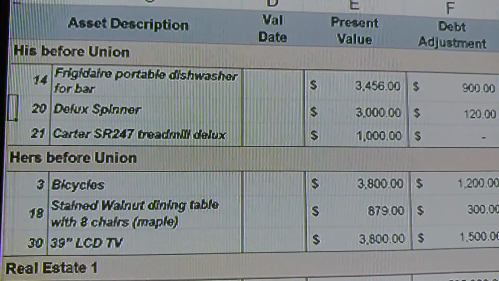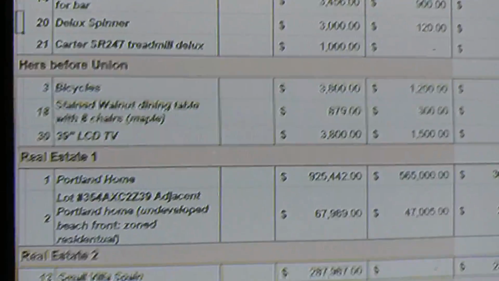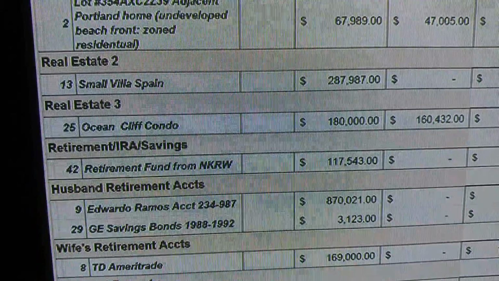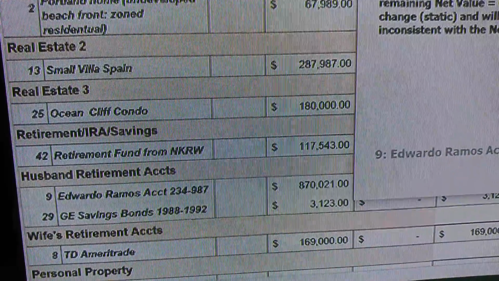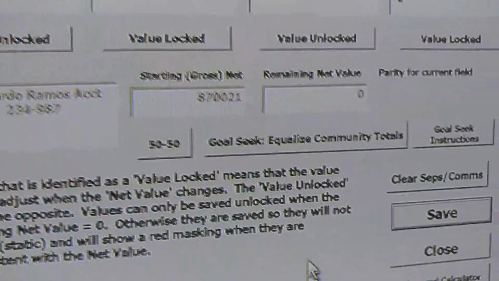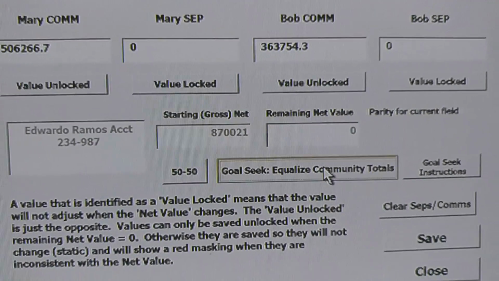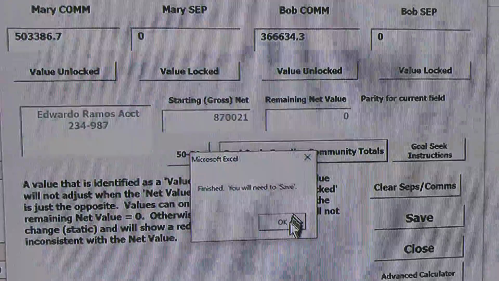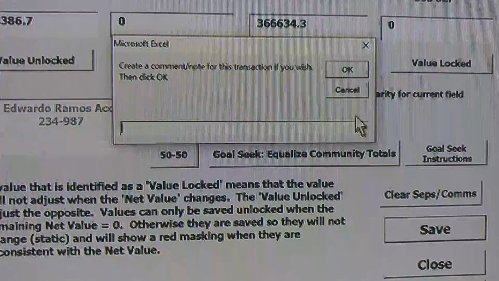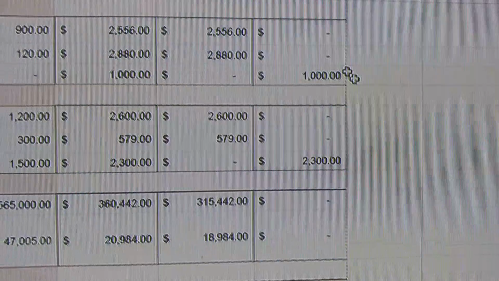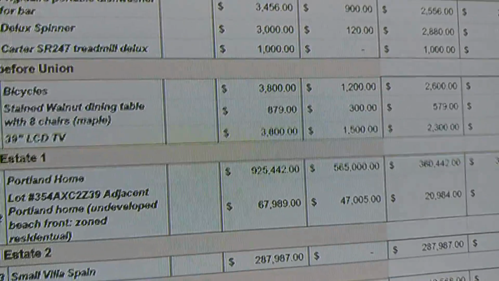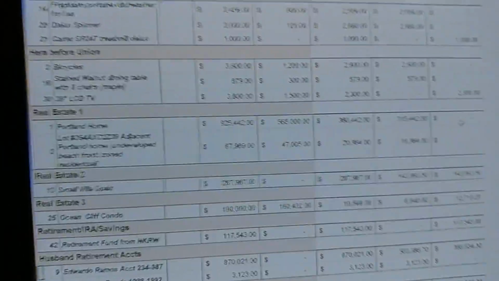Let's see, I think it was the Edward Ramos thing that we used the last time. We know it's got some money there. Let's find it. There's retirement savings under husband's retirement, and she double-clicked that right there, and the calculator for it, and there it is, and there's the button for the goal seek. Go OK, and go save. Notes, nah, click OK. Titles are back to black. So you can edit your data from your report.